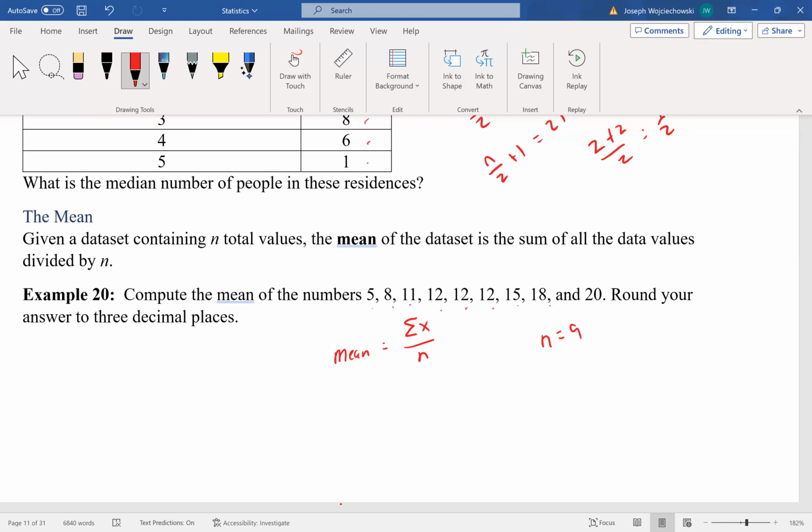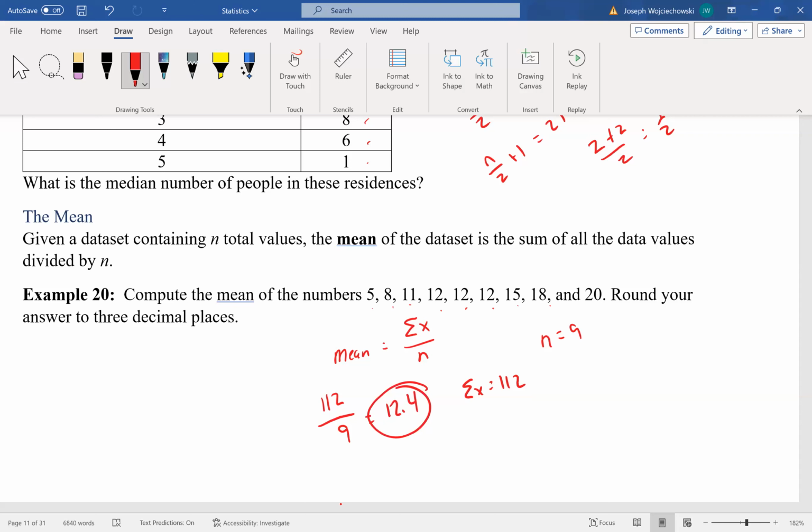5 plus 8 plus 11 plus 12 plus 12 plus 12 plus 15 plus 18 plus 19. And my sum of x's is 112. To find the mean, I take 112 divided by 9, and I get 12.4.